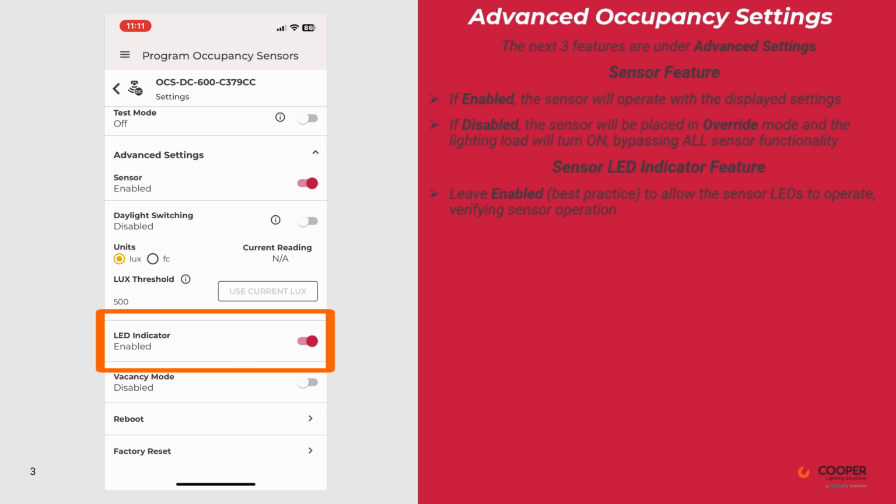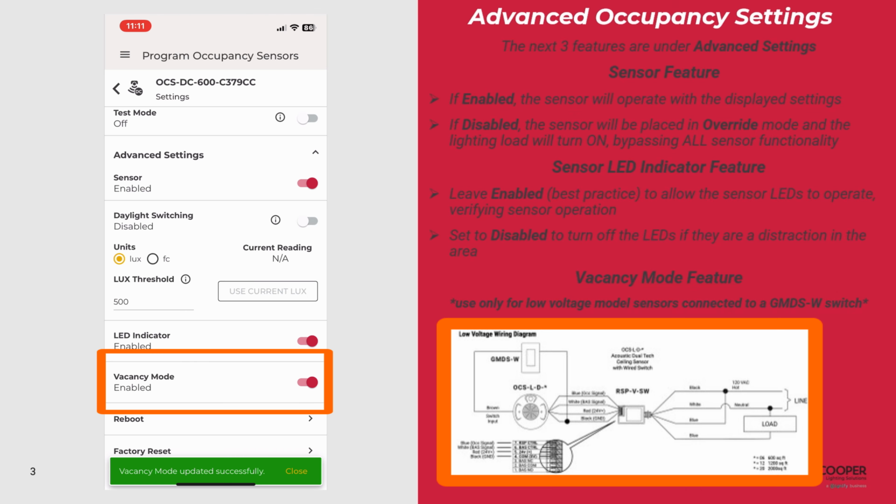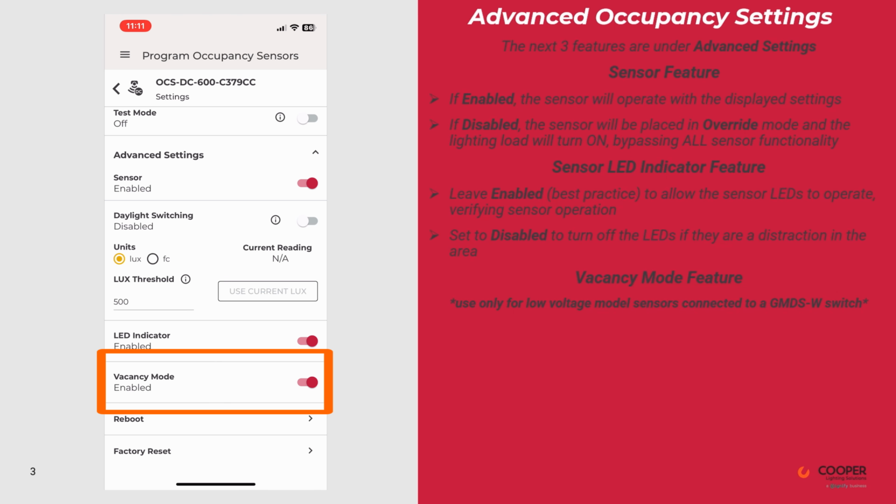Leave enabled to allow the sensor LEDs to operate, verifying sensor operation. Set to disabled to turn off the LEDs if they are a distraction in the area. There's a vacancy mode feature. Note you will only want to use this for low voltage model sensors connected to a GMDS W switch.